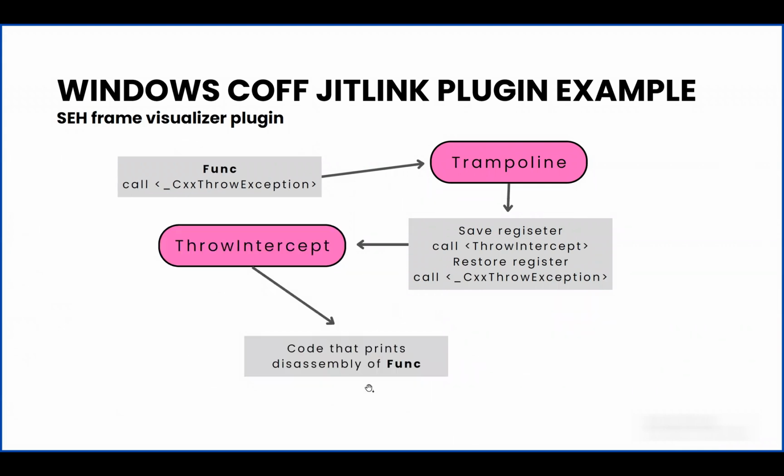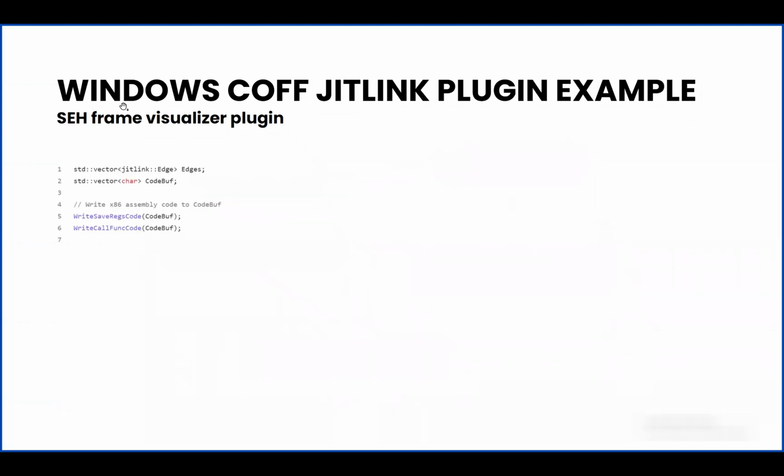This draw intercept function will be the C++ code that prints this assembly of the function, this func function. So this is the most exciting function. This is the code that generates the trampoline inside JITLink. First we have a write save read code, which writes a register saving code in x86 to the code buffer. And the code buffer is nothing cool. It's just a std::vector of characters.